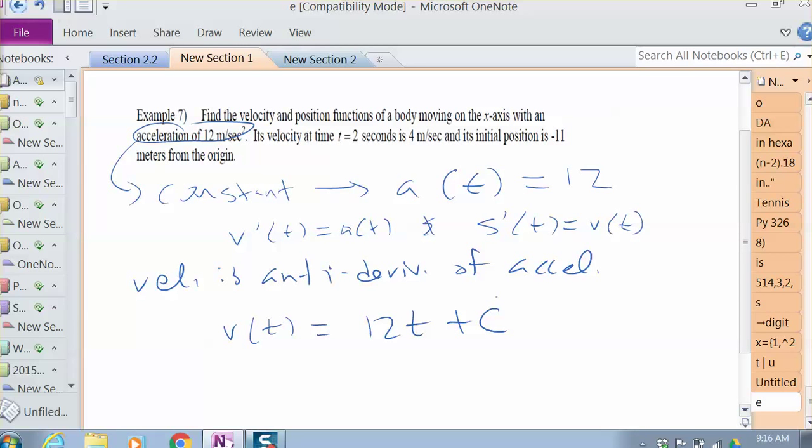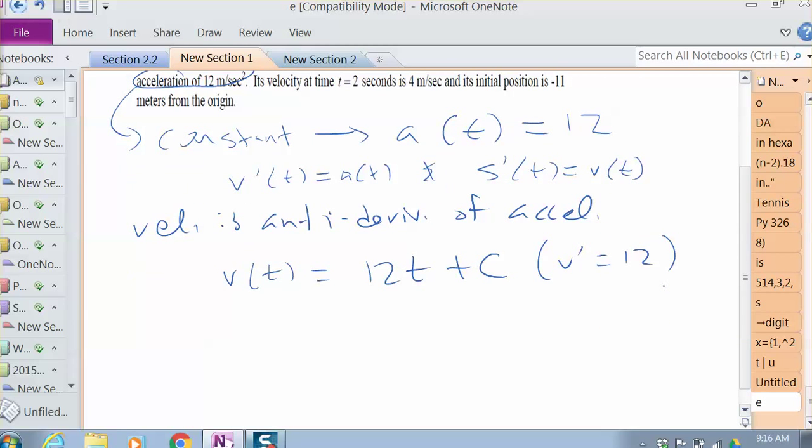Like we talked about in the notes earlier, when you take an antiderivative, it's kind of like doing the reverse of the power rule. We're going to add 1 to the exponent, divide by the new exponent, and add a constant. Because the derivative of 12t plus c would be 12, right? V prime here is 12, which is basically what acceleration is.